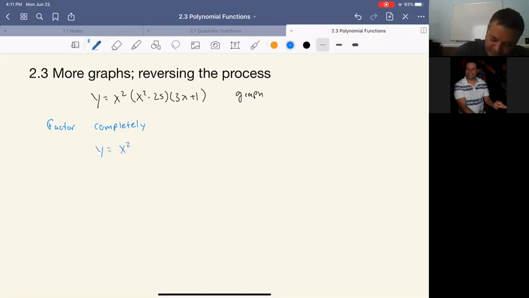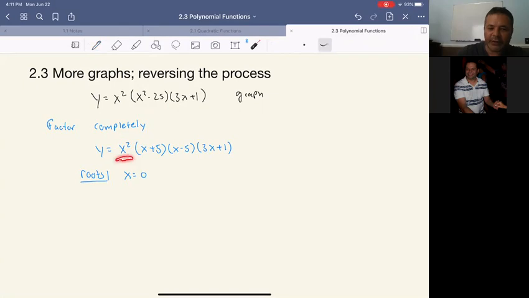So it's going to be x squared, (x plus 5), (x minus 5), (3x plus 1). Okay, next, what are the roots? Our roots are at x equals 0. That's from this x squared, so that has a multiplicity of 2.